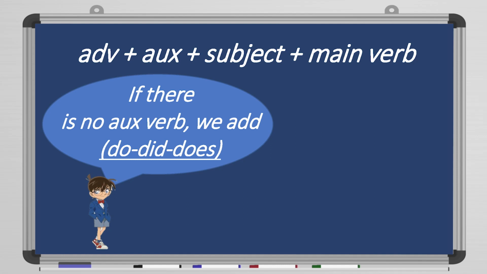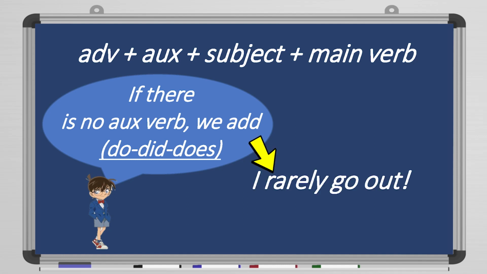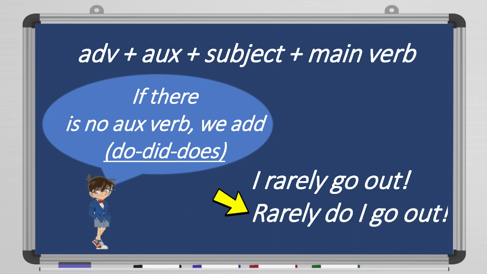So let's give you an example. I rarely go out. Is there a helping or auxiliary verb in this sentence? I rarely go out. No, there is not. So you're going to add do, did, or does. Let's see how we choose it. The subject I is singular, and go is in the present tense. So we're going with either what? Do or does. So what does I take? Does it take do or does? Yes, you're correct. It takes do. Rarely do I go out. And this is how you form it if there is no auxiliary verb.